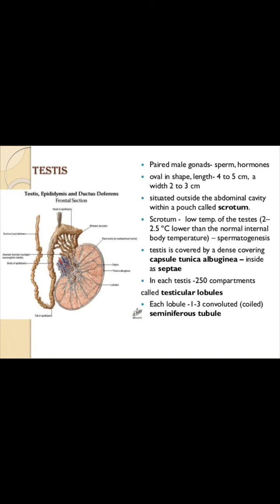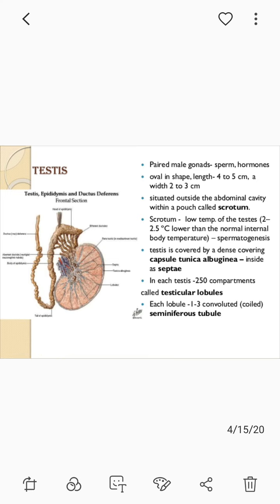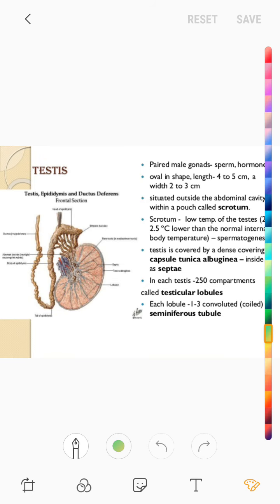They are the male gonads, and sperms are formed in them, and hormones are also formed in them, mostly the testosterone hormone. It is oval in shape, 4 to 5 centimeters in length, and width is 2 to 3 centimeters. It is situated outside the abdominal cavity, and it is covered by a pouch that is known as scrotum. The temperature of the scrotum is kept low as compared to the normal temperature of the body.